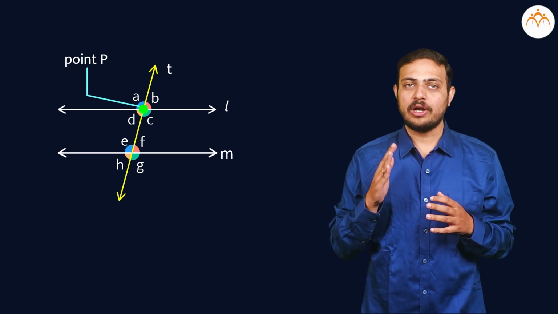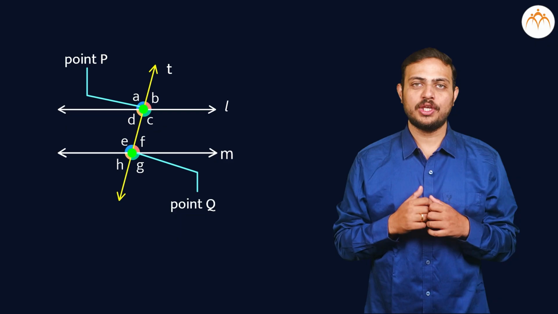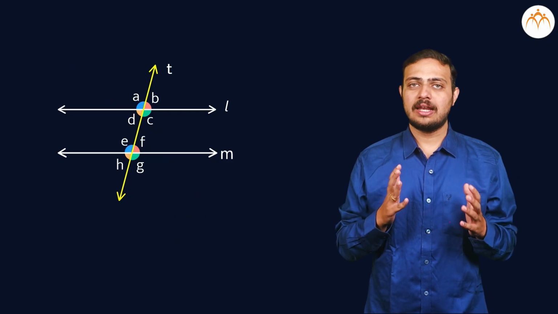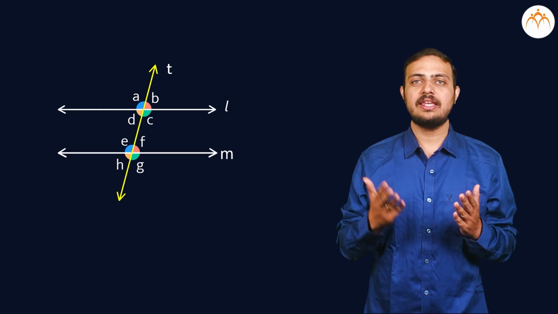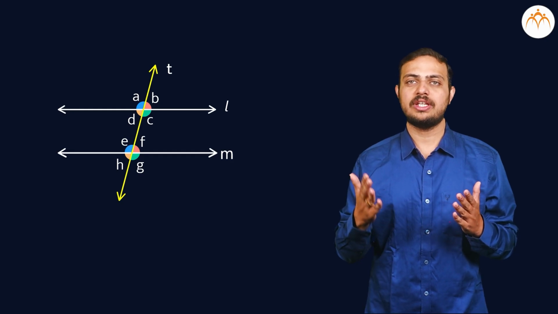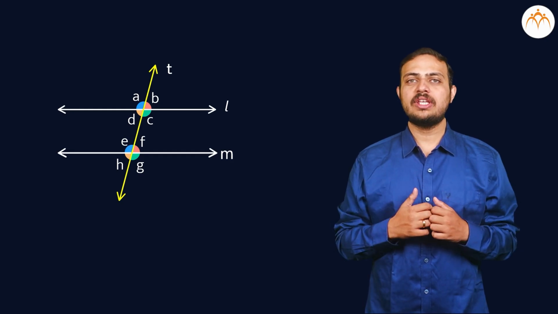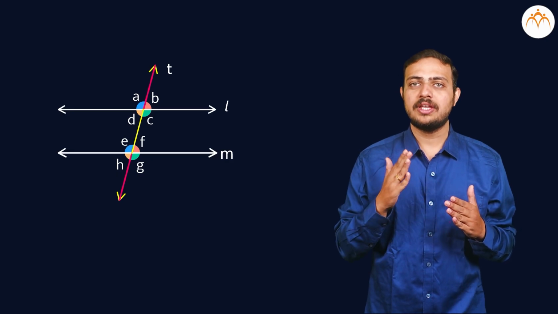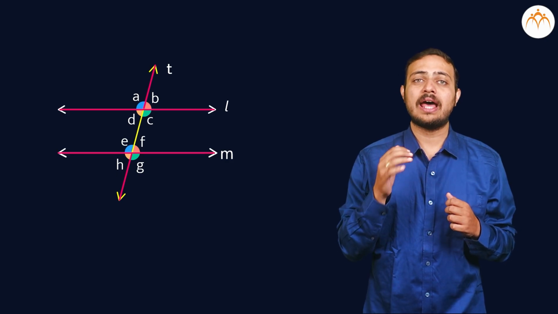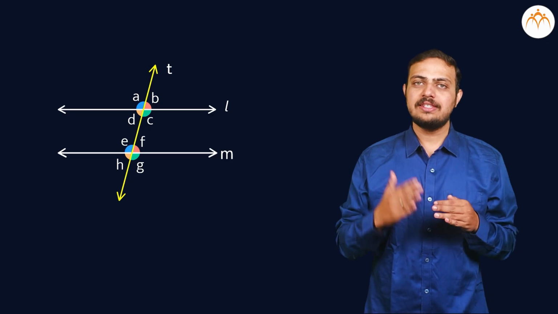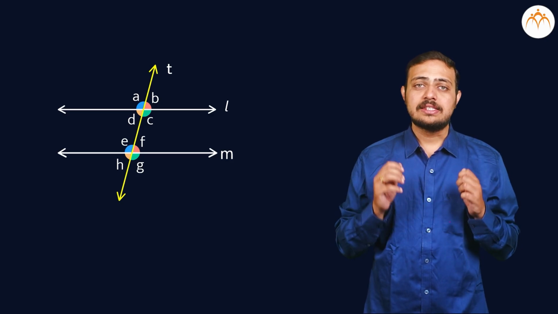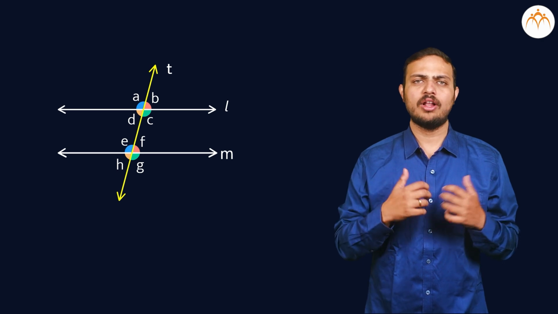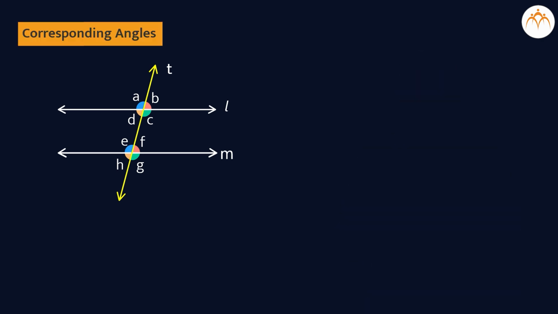4 angles at point P and 4 angles at point Q. As shown in the figure, these angles are labeled as A, B, C, D, E, F, G and H. Each of these angles has one arm on the transversal and the other arm on one of the parallel lines. Among these 8 angles, there are certain special pairs of angles. Let's recall them now. Corresponding angles.